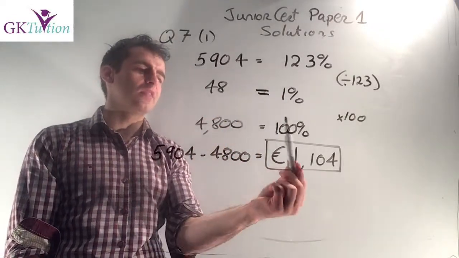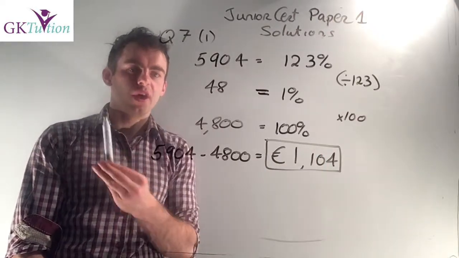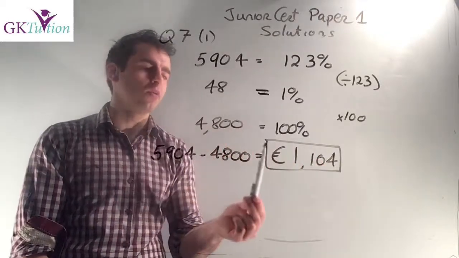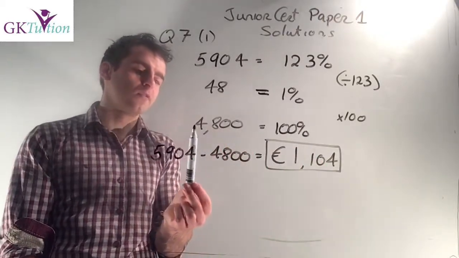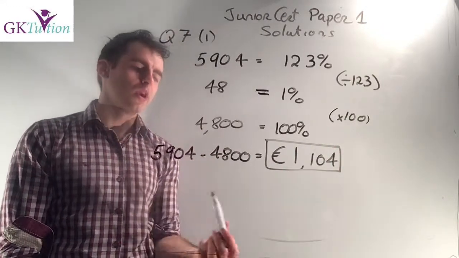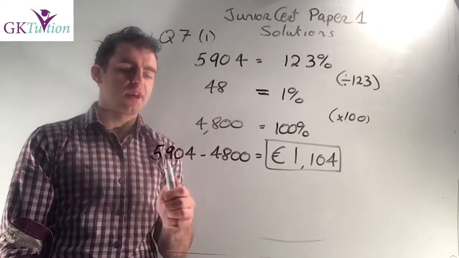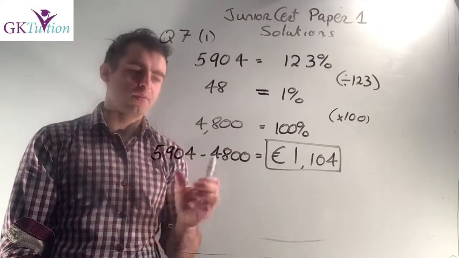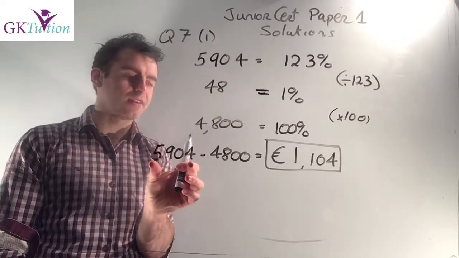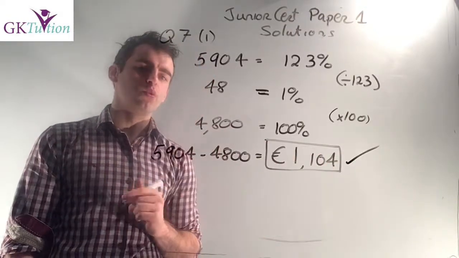I'm doing it slightly differently. I'm trying to find the cost of the computer originally, excluding VAT. So if 1% of the computer is €48, 100% of the computer is 4,800. I just multiplied both sides by 100. So I know the computer actually cost 4,800, but the company had to pay €5,904. So if I subtract the cost of the computer from the cost plus the VAT, I'm just left with the VAT. The VAT on that computer was €1,104.